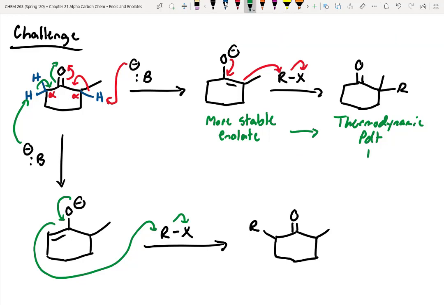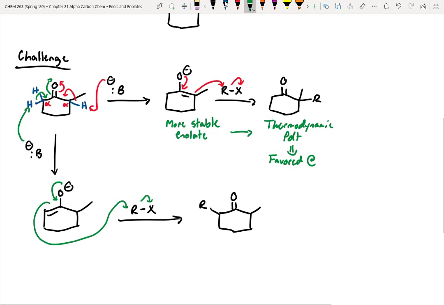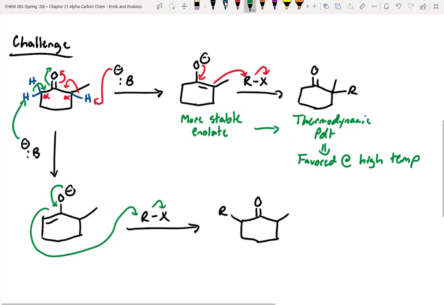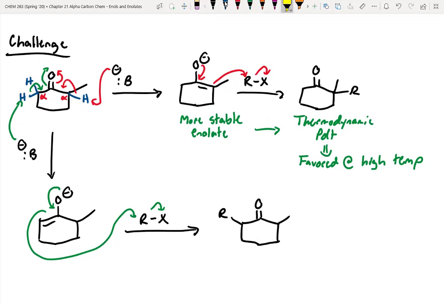So let's make a note here. Favored at high temp. All right, so we've already covered thermodynamic products, and we said that they're always going to be the result of the more stable pathway, right? Meaning we don't care about activation energy, we just want to get to a product that's more stable.